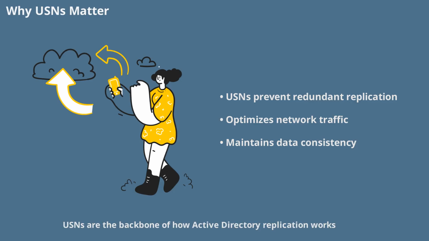USNs are the backbone of how Active Directory replication works. When a domain controller receives an update, it checks the USN to see if this is something new or if it has already processed it. This allows domain controllers to efficiently replicate only the necessary changes, reducing unnecessary network traffic and ensuring that all controllers remain consistent. Without USNs, there would be no reliable way to track which updates need to be shared across the network.